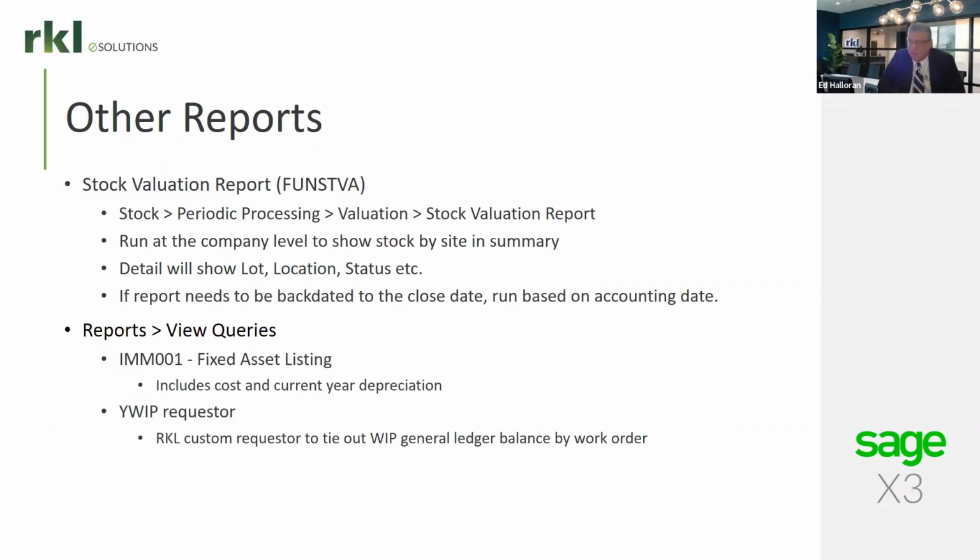And then also, if you're working with us in manufacturing, generally we have a WIP query 2 that will tie out the general ledger, or will summarize the postings to the general ledger by work order. So if there's a balance left in your WIP account at month end, you'll at least know what work orders are causing the WIP balance.